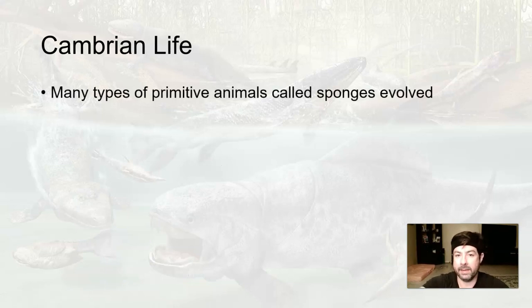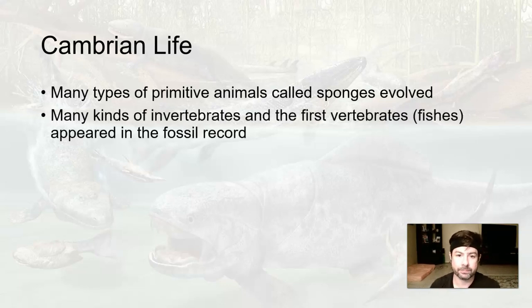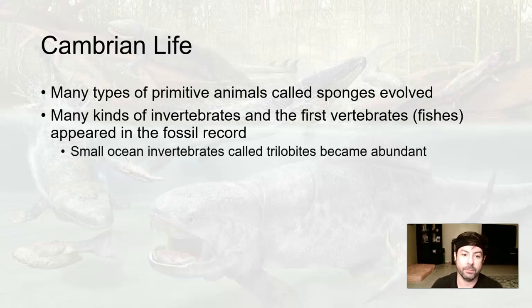So in the Cambrian, there's many types of primitive animal life. For instance, sponges, which there's still sponges in our oceans today, but this is when they first evolved. Many kinds of invertebrates, things without vertebrae, but also the first vertebrates, things like fishes, appeared in the fossil record. Some small ocean invertebrates, famously called trilobites, became abundant.